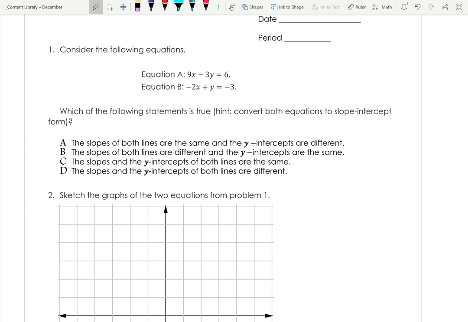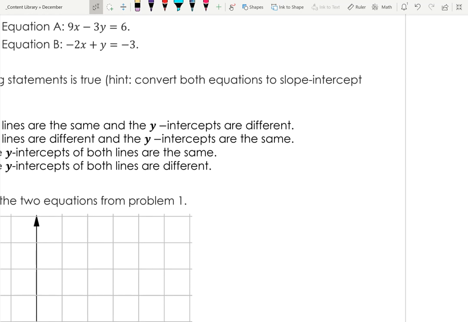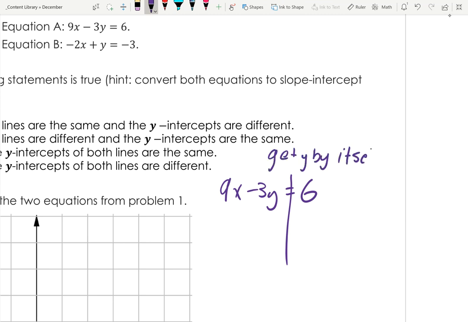So when we do this, let's look at equation A for a second. Let me do it over here on the side. Equation A, we have 9x minus 3y equal to 6. When we convert this, we're looking to get y by itself. That's the goal here. So that's what you're going to have to do in your quiz as well. Get y by itself. In order to do that, we're going to have to cancel out the 9x and the negative 3 here as well.